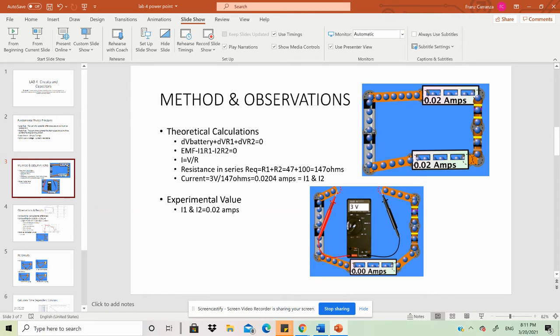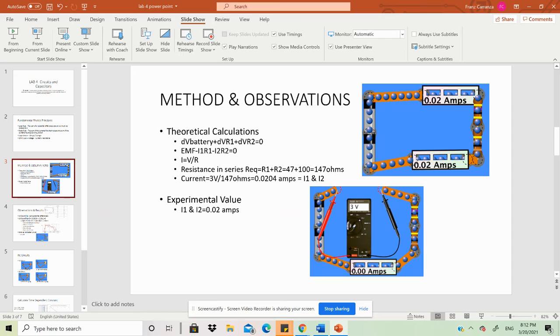We will use the Colorado PhET circuit construction kit program to model the circuits, including the series circuit. The series circuit is modeled with two 1.5 volt batteries, 2 ammeters, a 47 ohm resistor, and a 100 ohm resistor. Using Ohm's law in conjunction with the loop rule, the calculated theoretical current is found to be equal to 0.0204 amps.